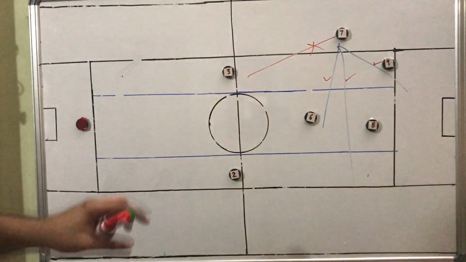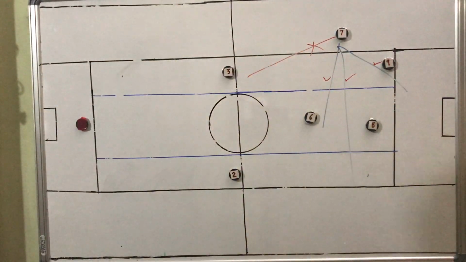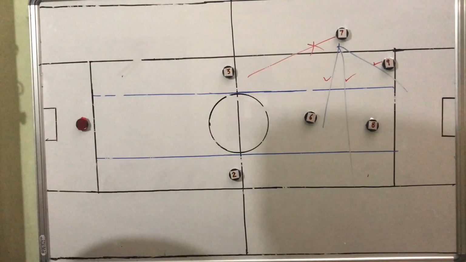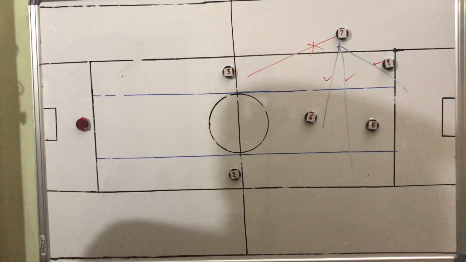Alright guys, that takes care of what happens when we have the ball. Next we're going to look at when we are in a defensive shape and what kind of positions we want when we're defending. Yeah?